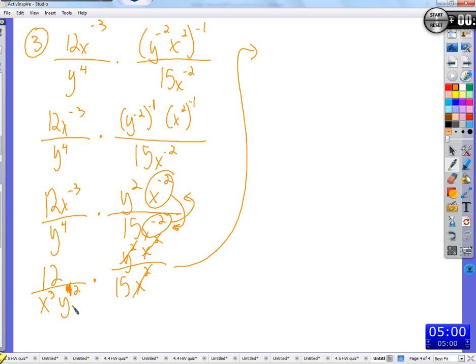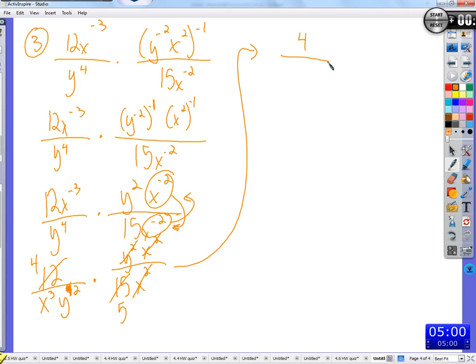Anything else? 12 and 15. 12 and 15 have a factor of 3 in common. 5 and 4. Okay, that's getting to be a mess. Let's just try and sweep all of the stuff together that we have left. So we have 4 times 1 times 1. That's 4.